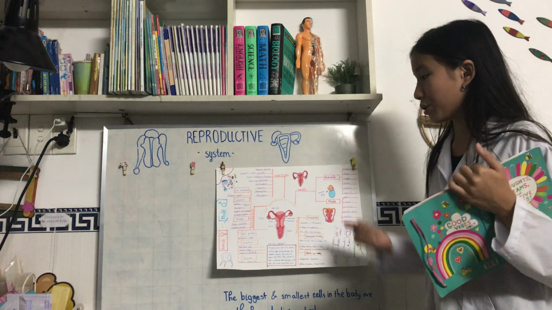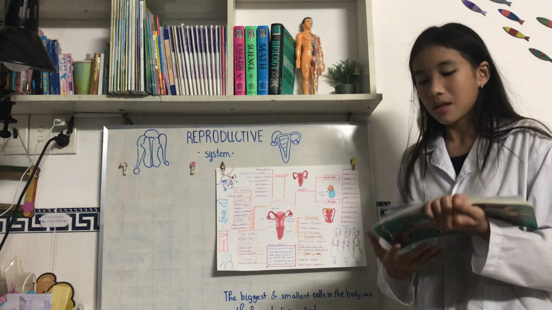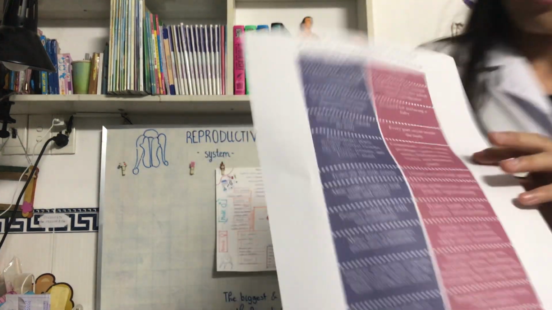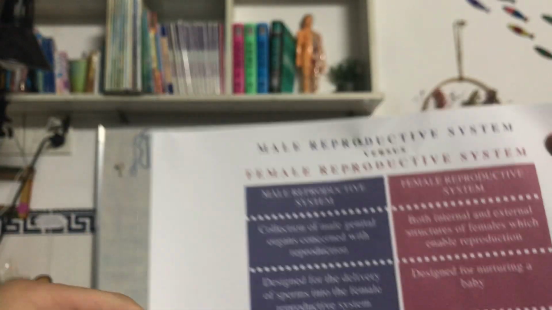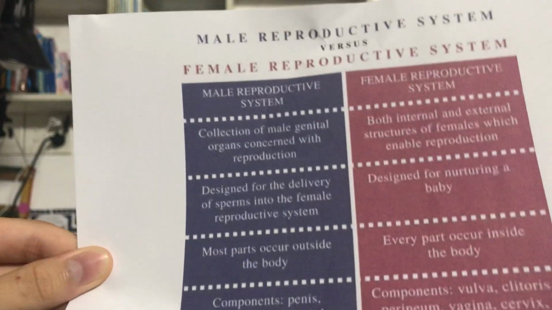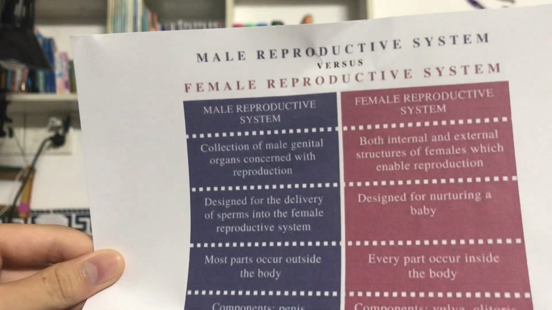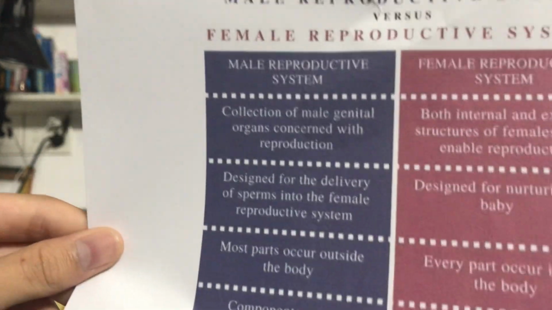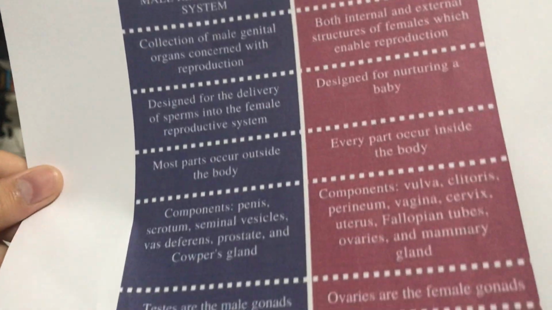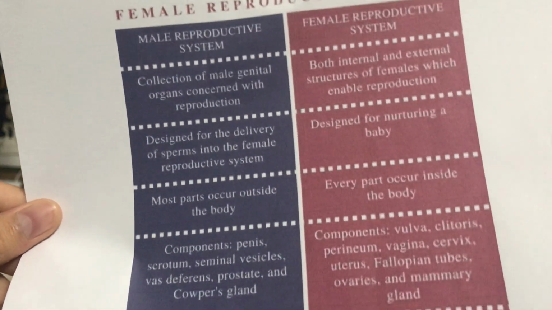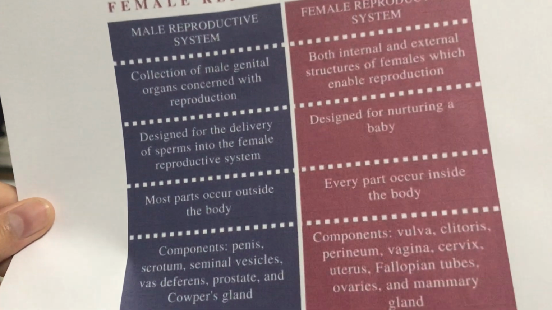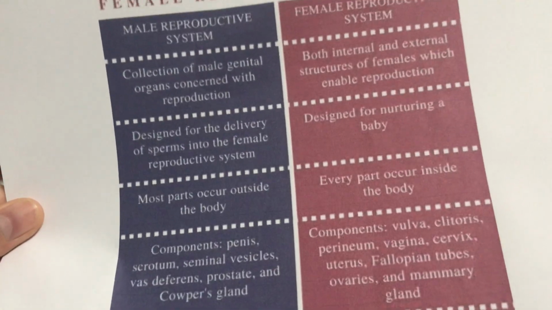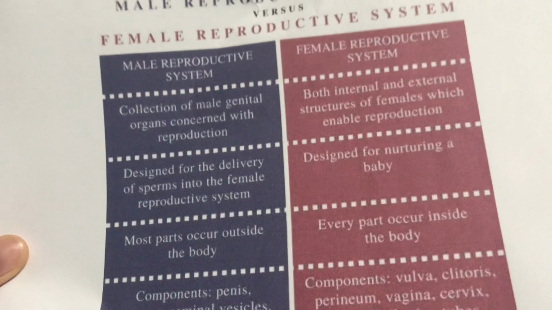Then we have the differences between the female and the male reproductive system. I have printed out a picture of the differences between the male and female reproductive system. The first thing that comes to mind is the parts. For example, the female reproductive system has the ovaries and the fallopian tubes, while the male has the testes, the scrotum, and the prostate gland. So they differ in the parts.